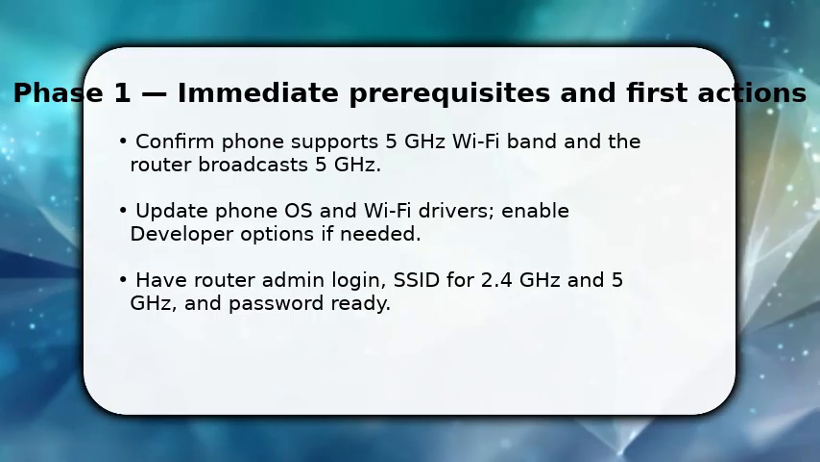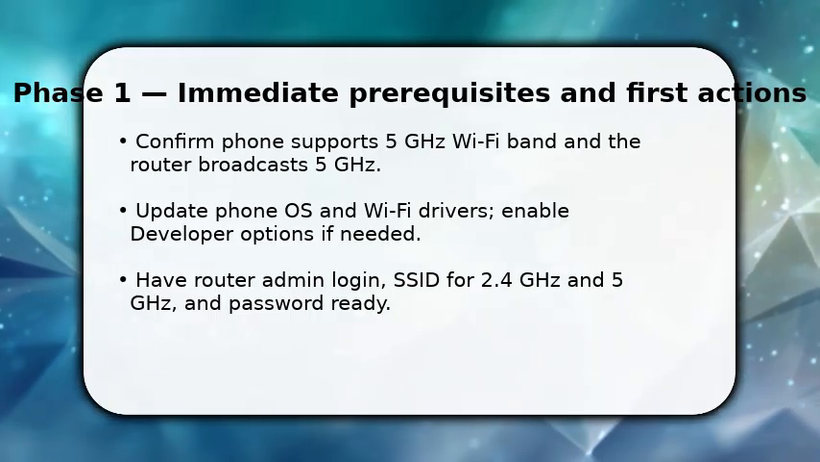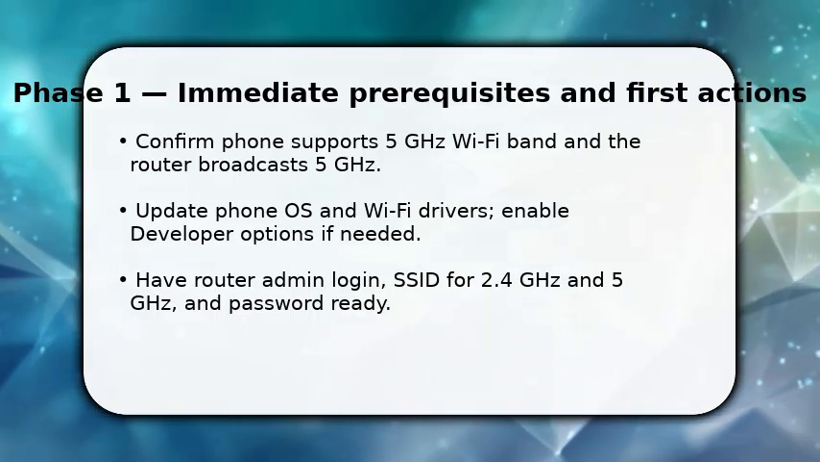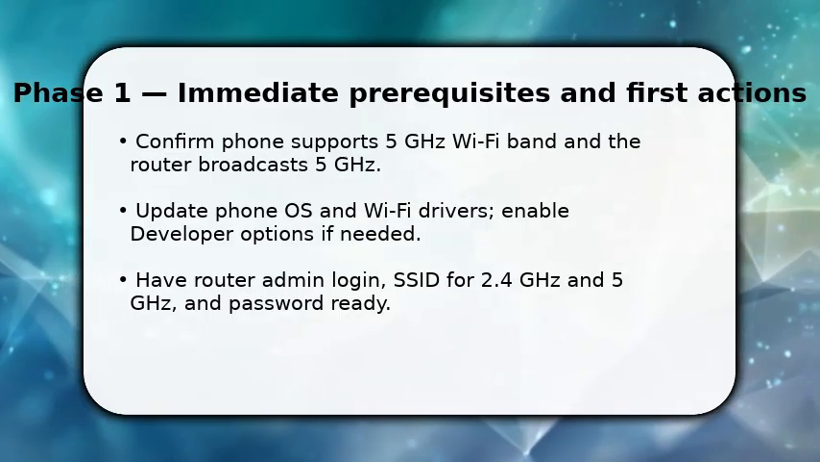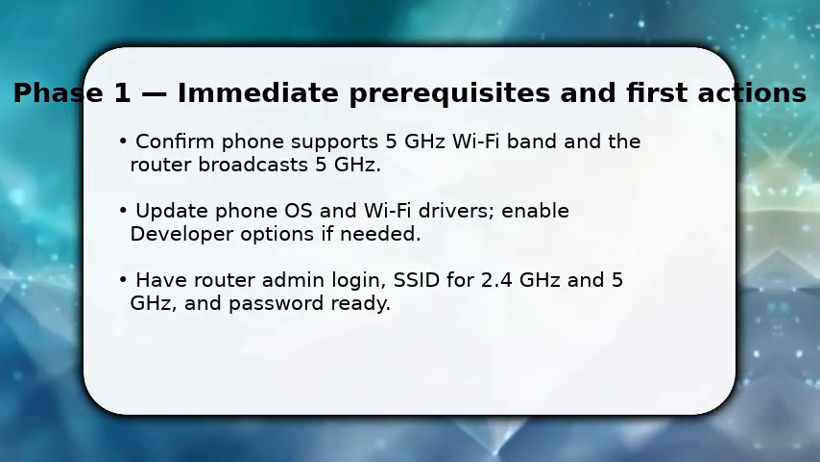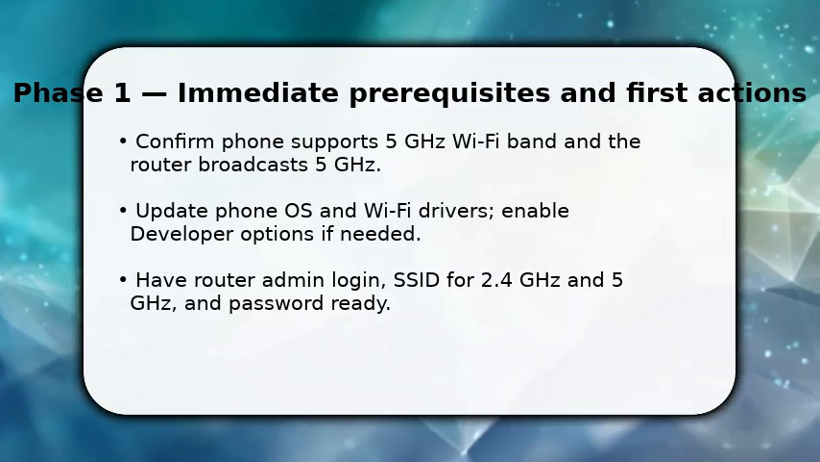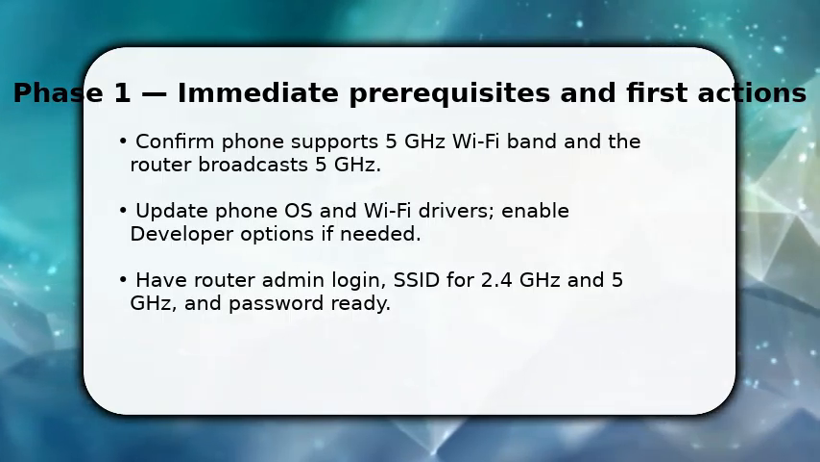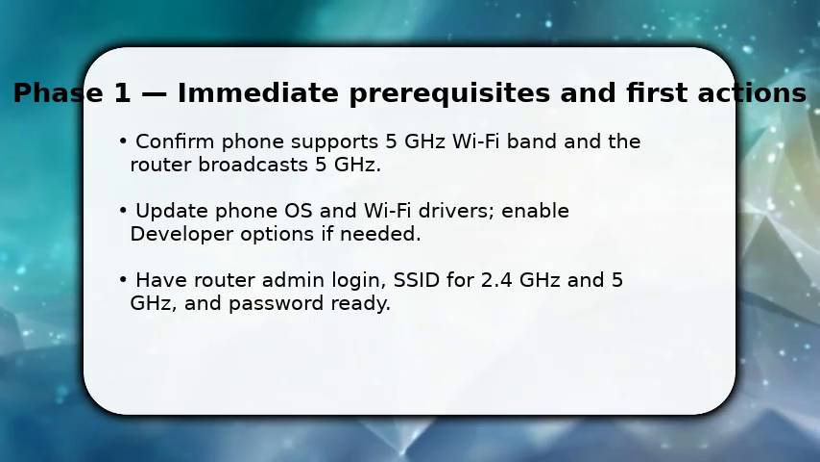You start by confirming compatibility. Check your phone settings to see if 5 GHz Wi-Fi is listed, and check the router to ensure it broadcasts a 5 GHz SSID. Once done, update the phone OS and Wi-Fi firmware so drivers support newer bands.